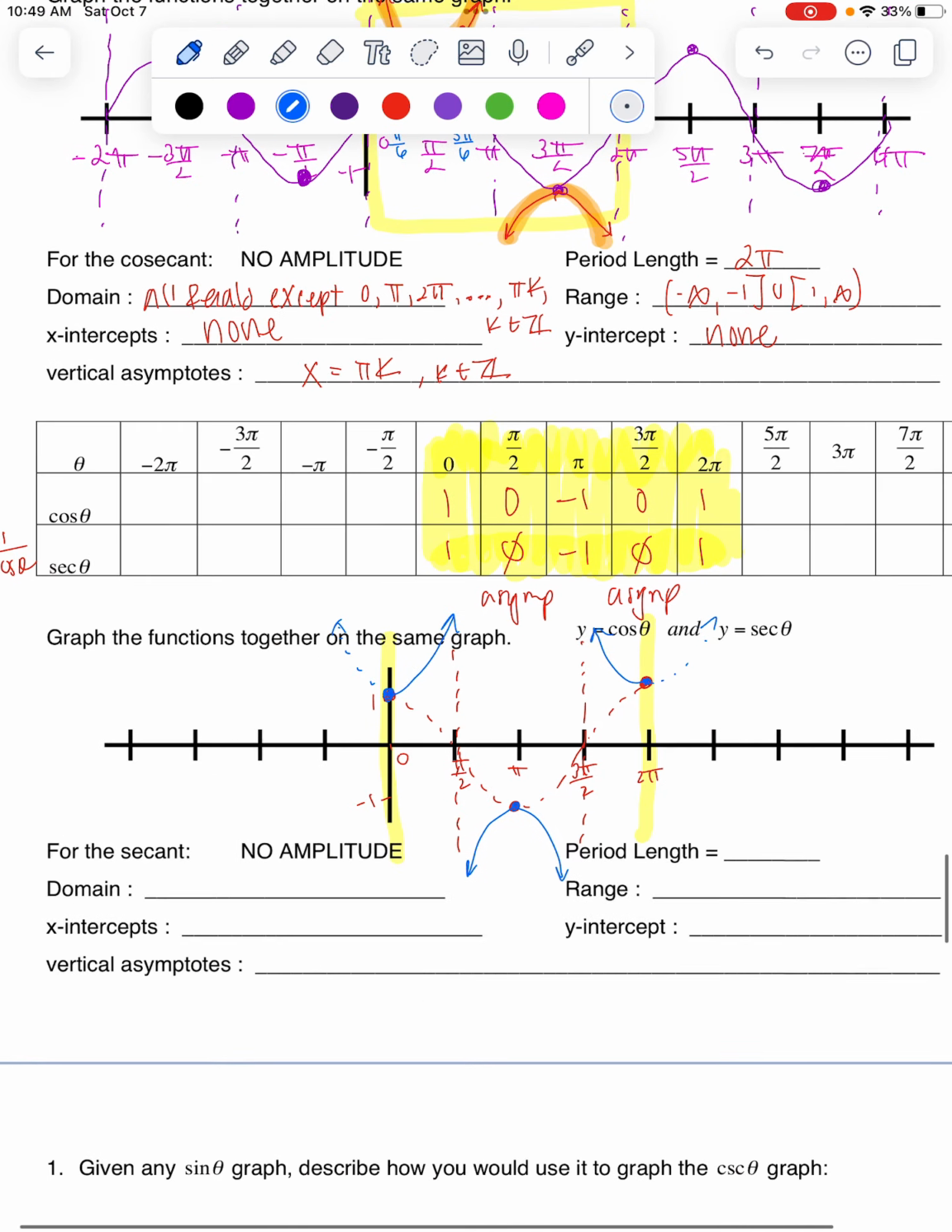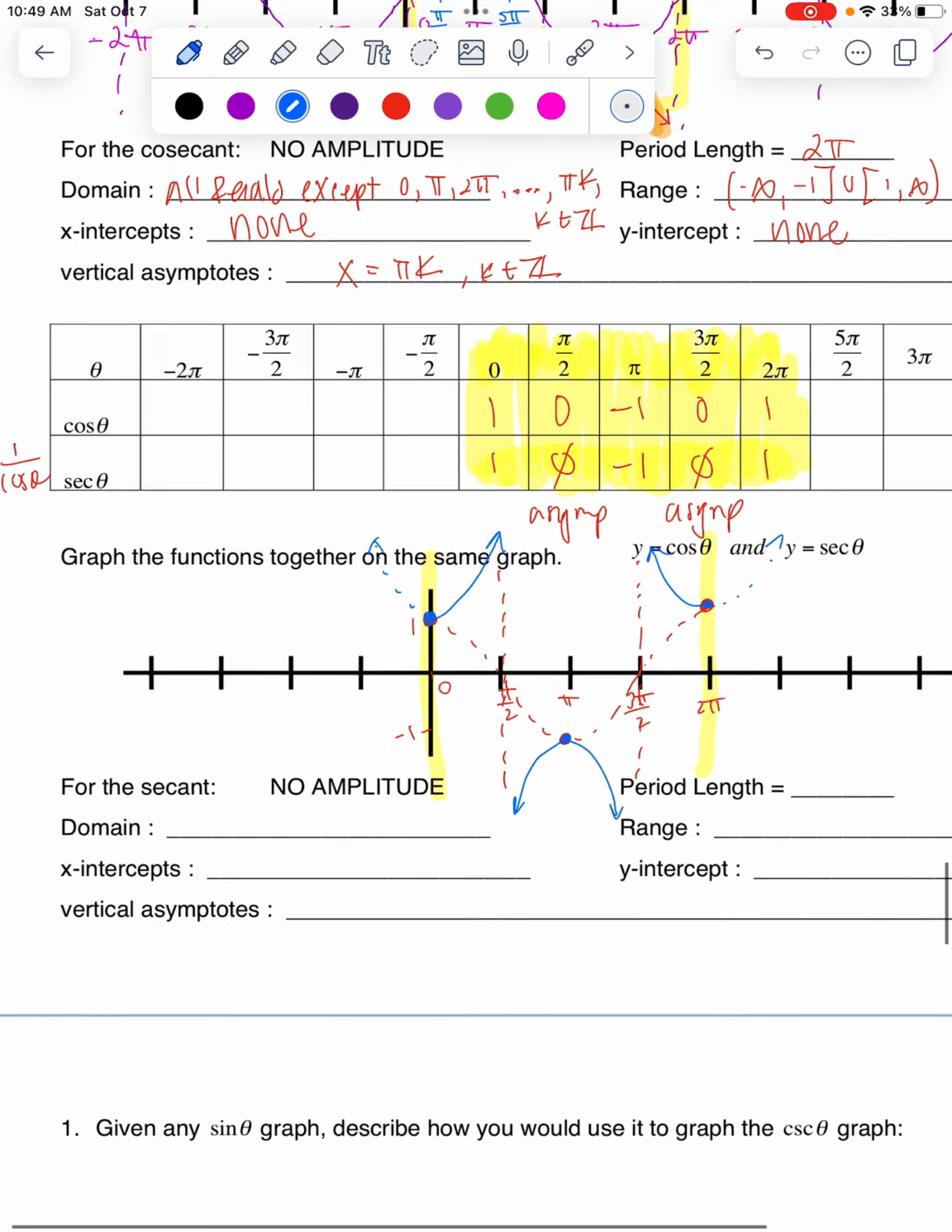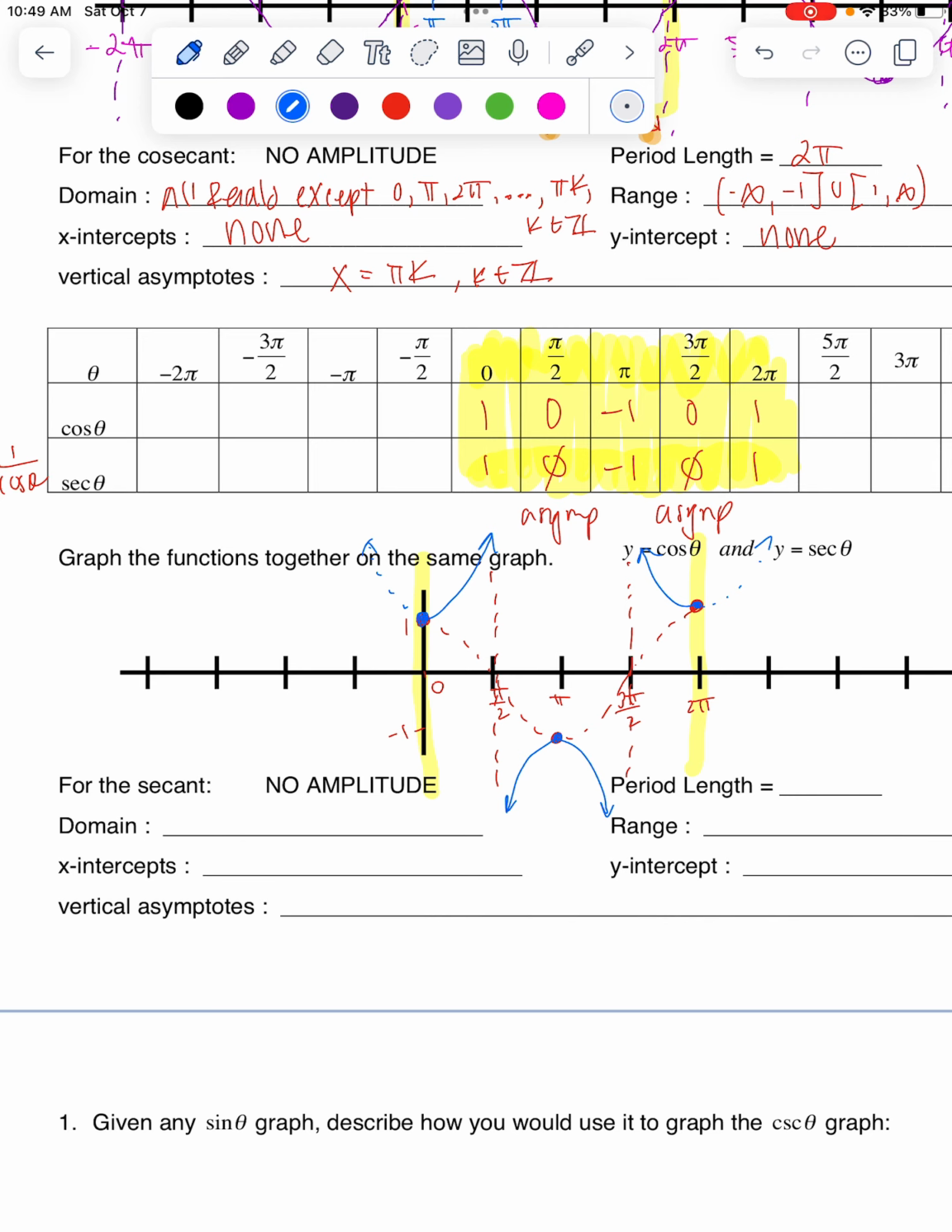All right, again, there's no amplitude, right? We're always going to have a boundary, so it's not going to be touching that pi over 2 value. It's going to be very close, but it's not going to be touching that value right there. Our period length is still 2 pi. Our domain, we have all real numbers, so all reals, except when we have pi over 2 plus pi times k, where k is in the set of integers.